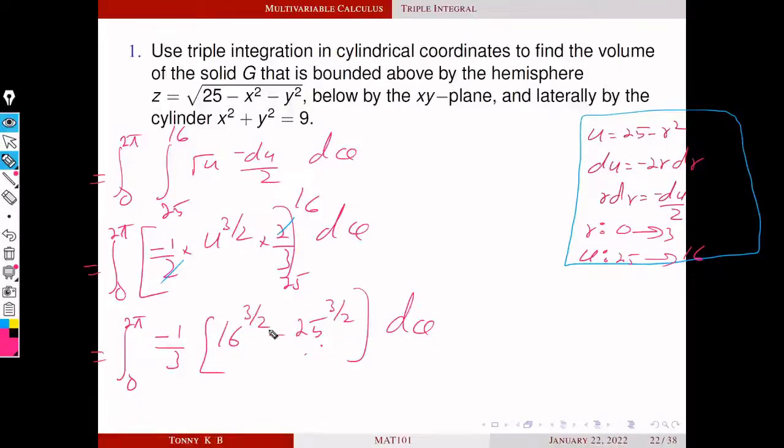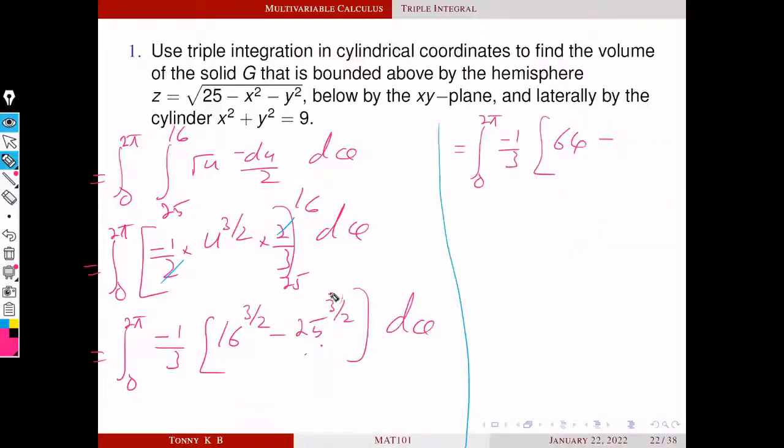And what is 16 raised to 3 by 2? First you have to take the square root of 16. That is 4. Then 4 raised to 3. That is 64. Okay. Minus 25 raised to 3 by 2. So first you have to take the square root of 25. That is 5. Then 5 raised to 3. That is 125.